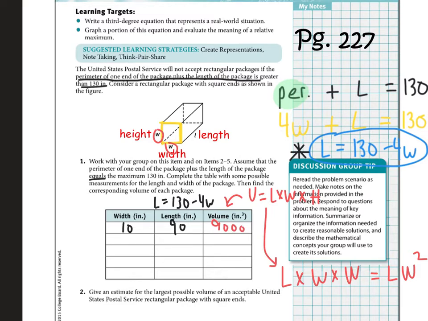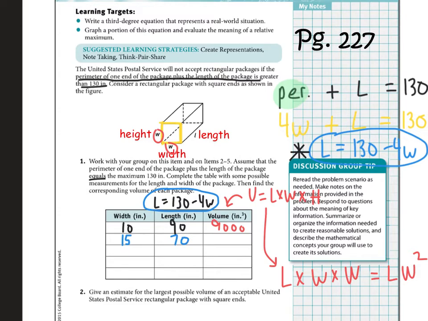Okay, let's pick another one. What if the width were 15? Let's make a nice 15 there. If the width were 15, I can find the length of the package by doing 130 minus 4 times 15, again just using this formula to find length. So 130 minus 4 times 15 is 70.